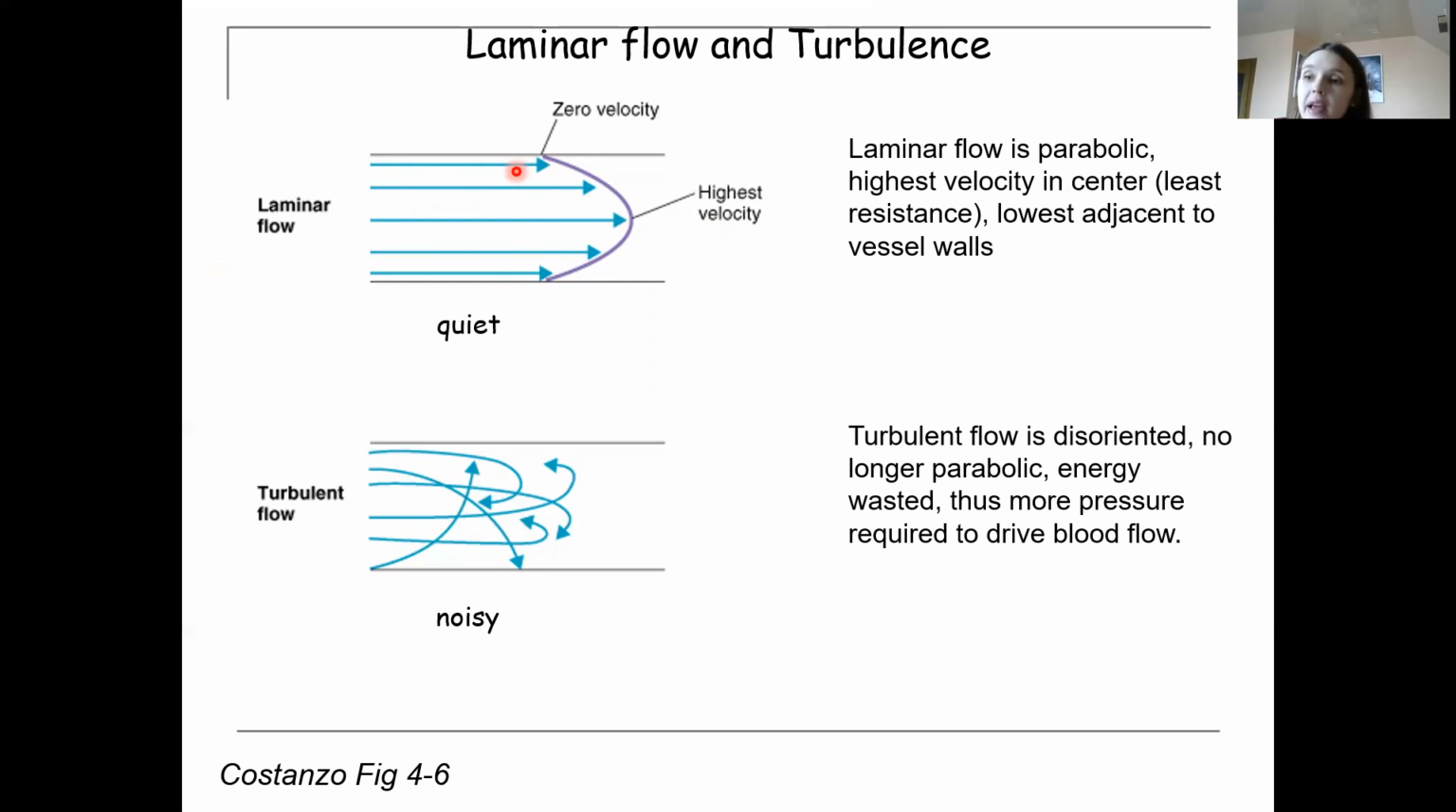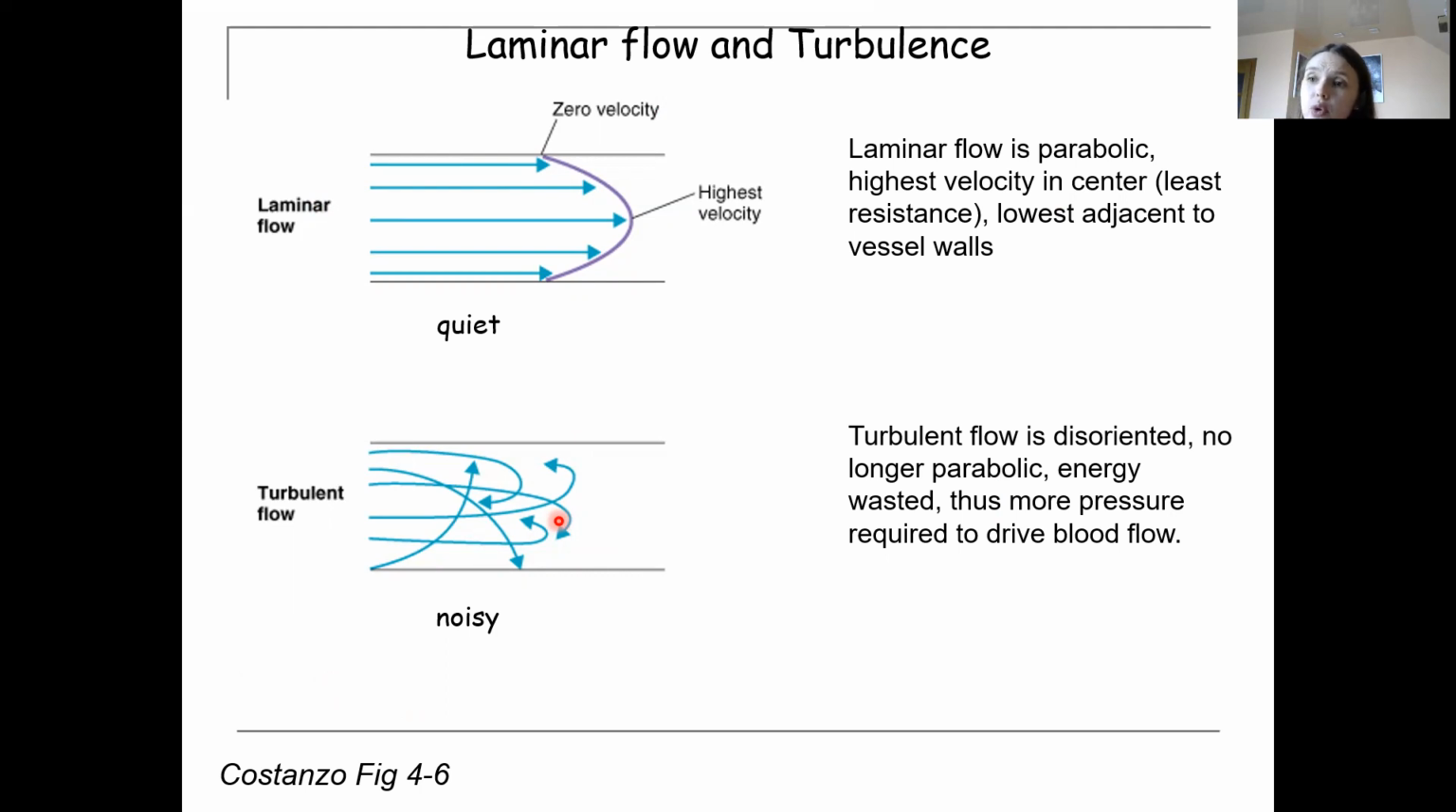walls of the vessel. That is why in such vessels, erythrocytes are mainly concentrated in the center of the blood flow, and near the walls mainly plasma is concentrated, which, as a result, receives some kind of friction between the vessel and the plasma. And the turbulent flow is disoriented, no longer parabolic, energy is wasted, thus more pressure is required to drive blood flow. In this situation, it is noisy. Nothing is arranged in this kind of turbulence.